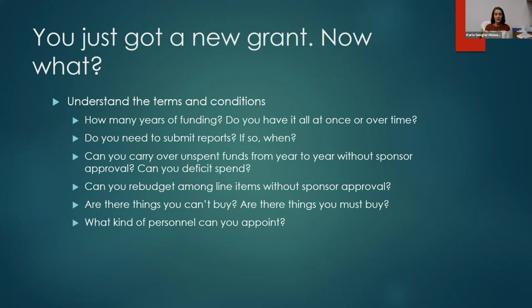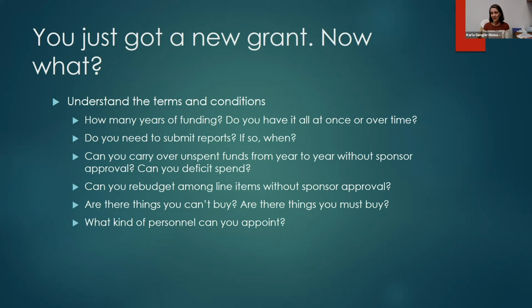So you want to answer questions for yourself, like how many years of funding do you have? You probably know this because you wrote the proposal, but the granting agency didn't necessarily follow the proposal. Maybe you applied for 5 years and NIH cut it back to 4. Lord knows they do that enough to us. So make sure you know how many years of funding you got. And do you have it all at once or over time?